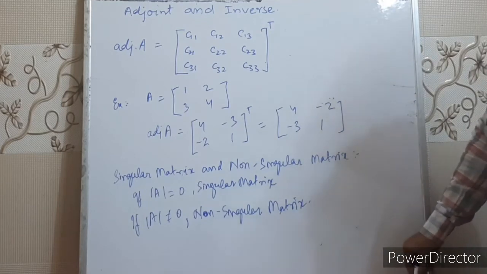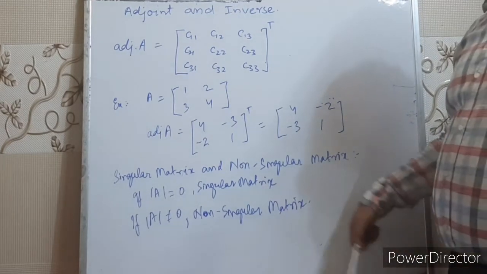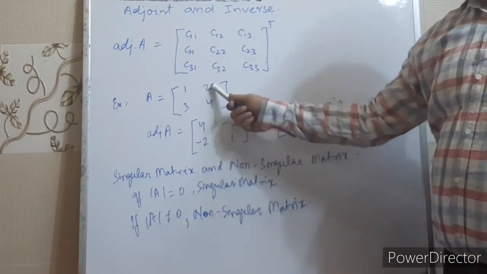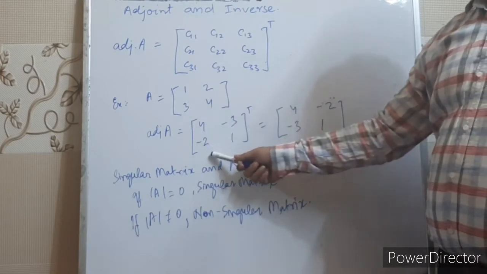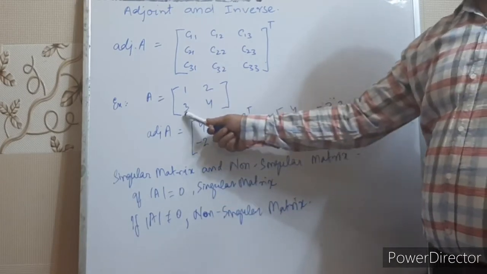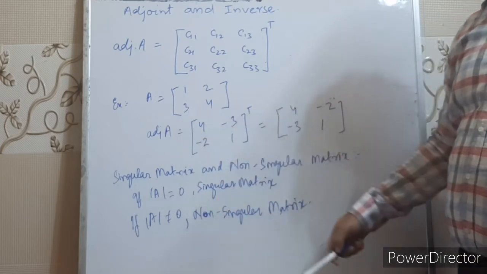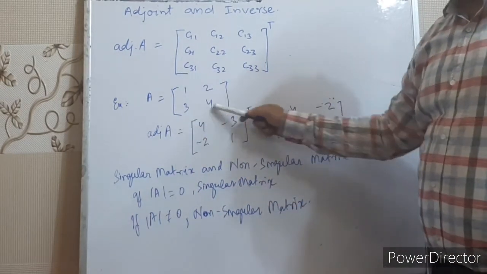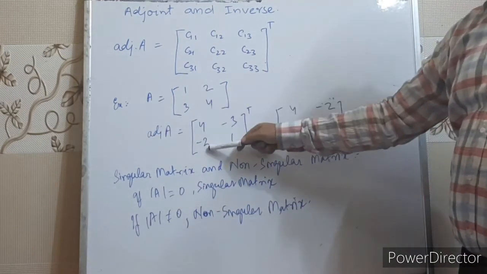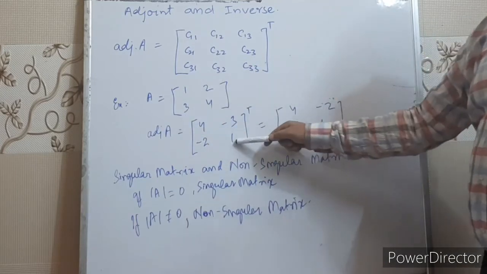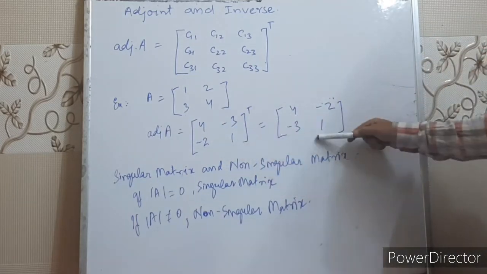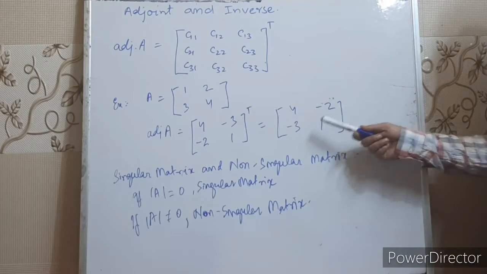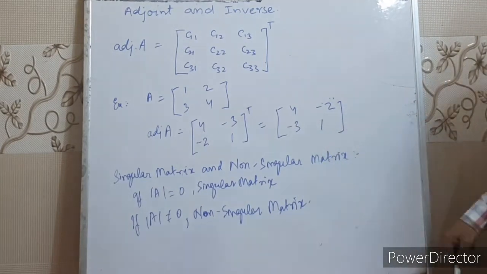We have studied minus 1 to the power i plus j. Right, children? First row, second column will be minus 1 to the power 3. For this position, second row, first column, this row and this column will get cancelled. It will be minus 2. For this, it will be 1. So when we take the transpose, this matrix 4, minus 2, minus 3, 1 will be the adjoint of the matrix. Right, children? Now we know how to calculate the adjoint.